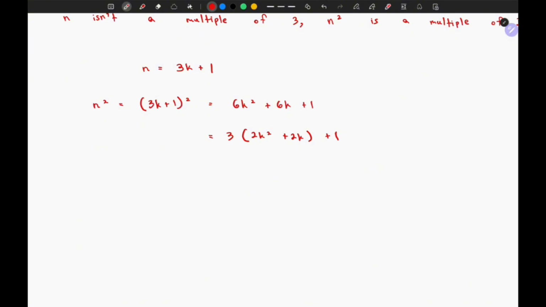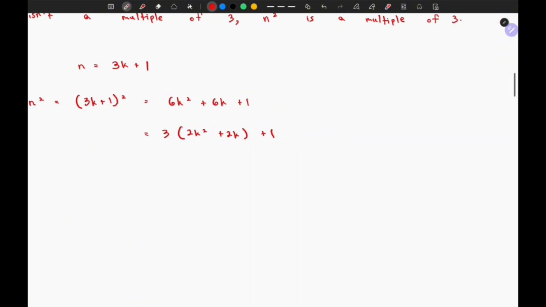Now, as you can see, this contradicts our assumption that if n is not a multiple of 3, n squared will also not be a multiple of 3. So you can add a side note by the side, which isn't a multiple of 3.